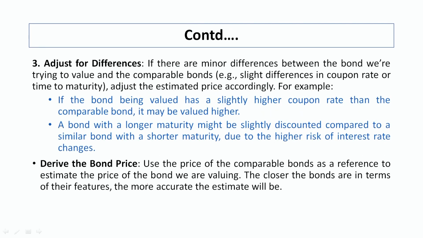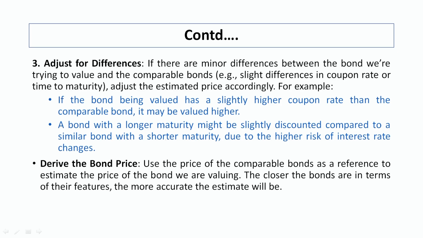Then adjust for the differences. If there are minute differences, we need to adjust for them. How are we going to do this? If there are minor differences between the bonds we are trying to value and compare, slight differences in coupon rate or maturity should be estimated and adjusted accordingly. Suppose the bond being valued has a slightly higher coupon rate than the comparable bond, it may be valued higher. A bond with a longer maturity might be slightly discounted compared to a similar bond with a shorter maturity, due to higher risk of interest rate changes.